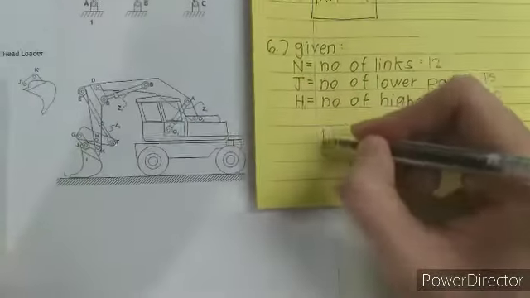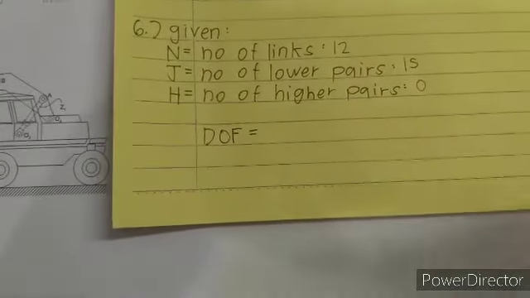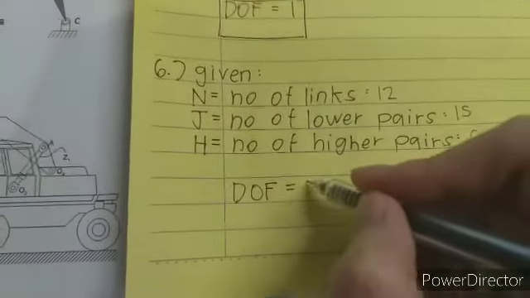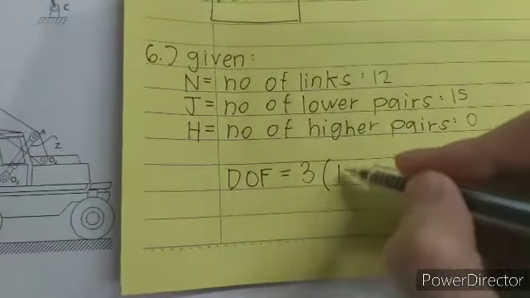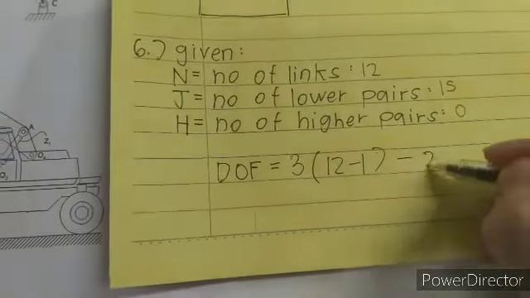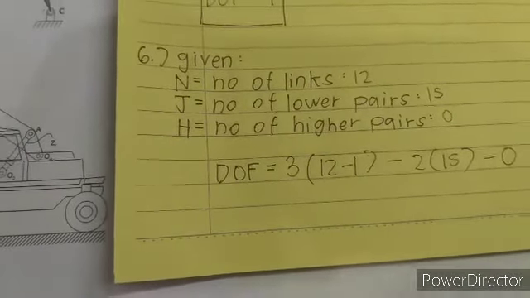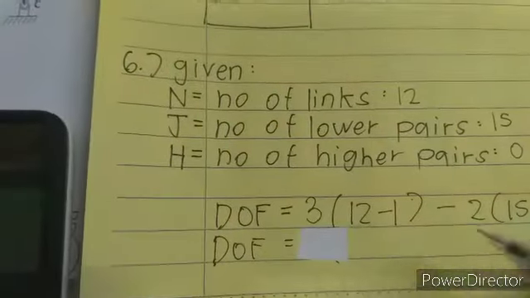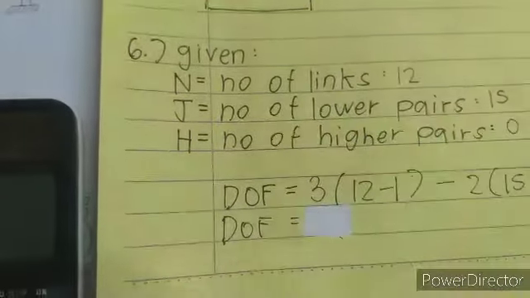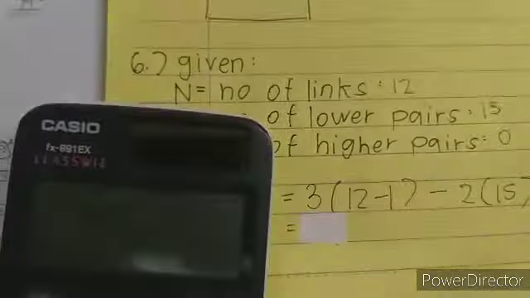So putting this into Grubler's equation for degree of freedom, we have 3 multiplied by 12 minus 1 minus 2 multiplied by 15 minus 0. We have to remember that out of the 15 of these lower pairs, actually 3 of them are prismatic, and 12 of them are all revolute.